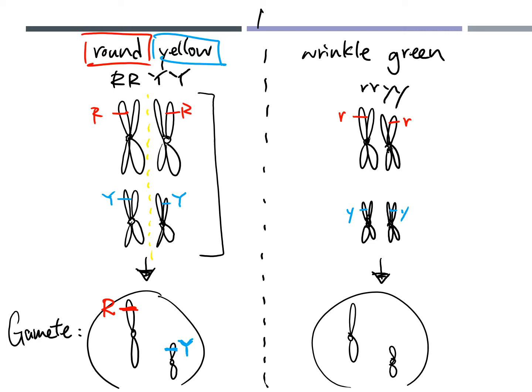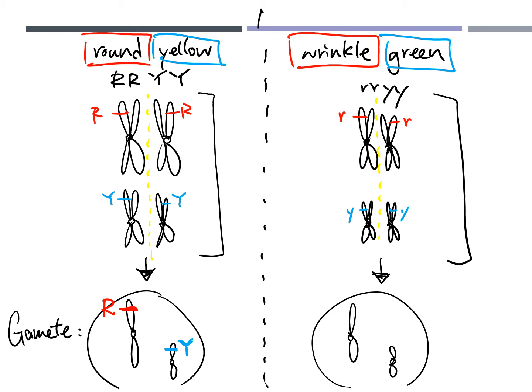Then let's go to the right-hand side with the wrinkled and green seed parent. It has both small r and small y in the parental cell. After meiotic cell division, when the chromosomes separate into the gametes, the bigger chromosome has only a small r wrinkled allele, and the smaller chromosome has one small y allele for the green color.